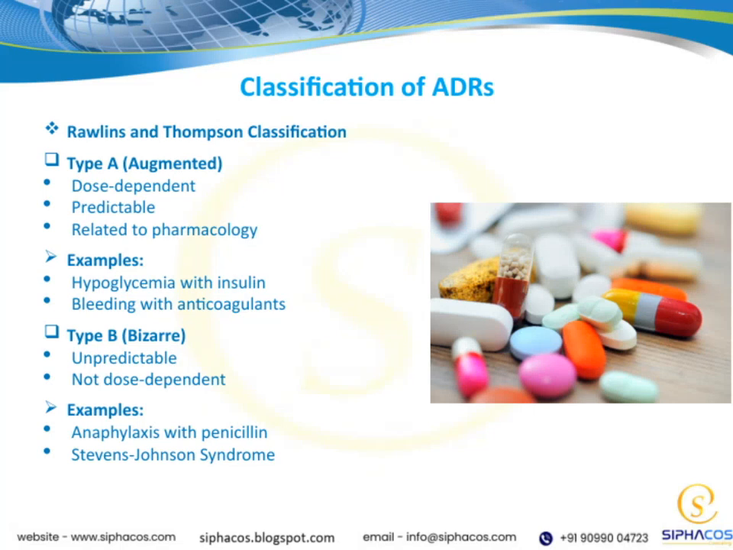When we talk about adverse drug reactions, we often use the Rawlins and Thompson classification to make sense of them. Type A reactions are augmented. They're dose-dependent and predictable because they're tied directly to the drug's known effects. Think of hypoglycemia from insulin or bleeding caused by anticoagulants. On the other hand, Type B reactions are bizarre, unpredictable, and not related to the dose. These include serious allergic responses like anaphylaxis from penicillin or Stevens-Johnson syndrome. Understanding this helps us anticipate and manage risks better.